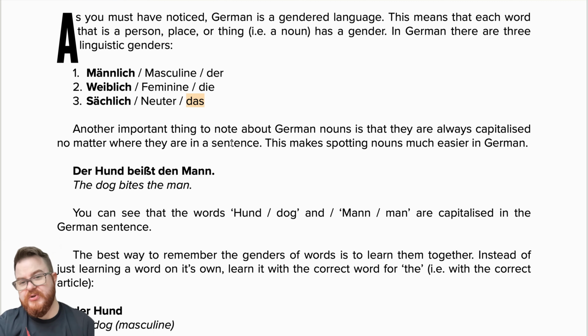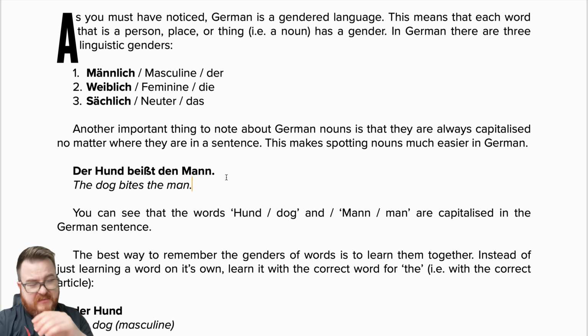One thing that you should note about German nouns is that they're always capitalized, no matter where they are in a sentence. So if we look at this one, der Hund beißt den Mann. The dog bites the man. The word for dog, Hund, and the word for man, Mann, both have capital letters, even though they're not the first word in the sentence. German nouns are capitalized no matter where they are in the sentence.